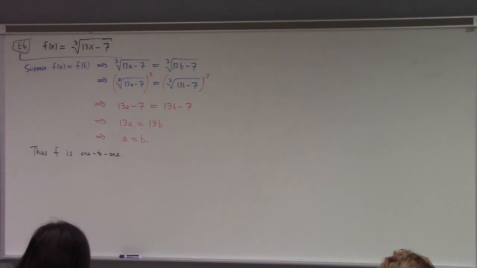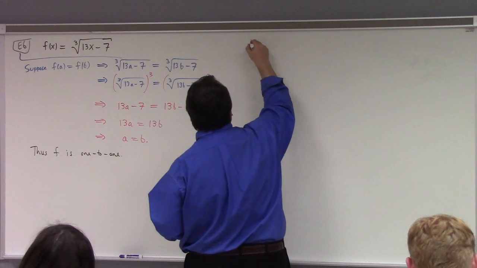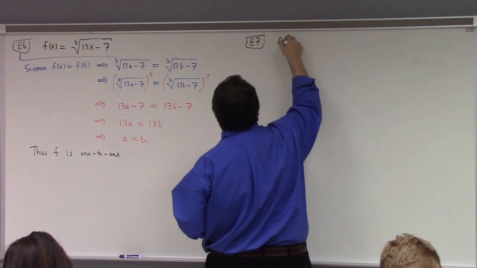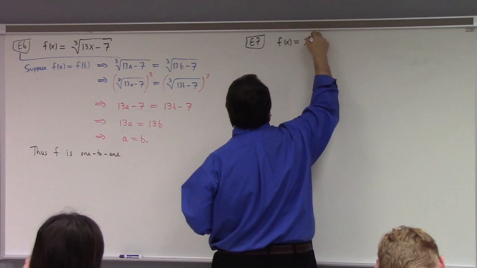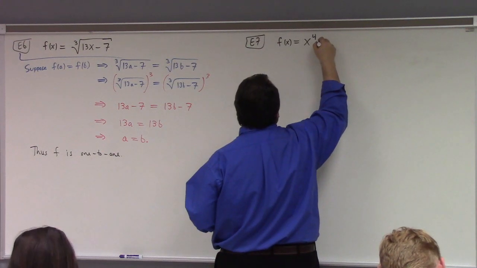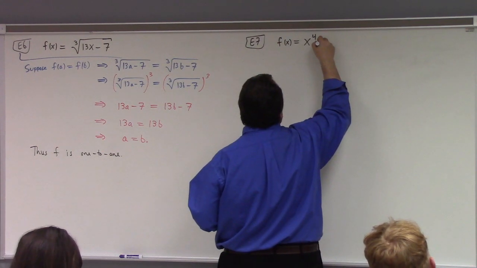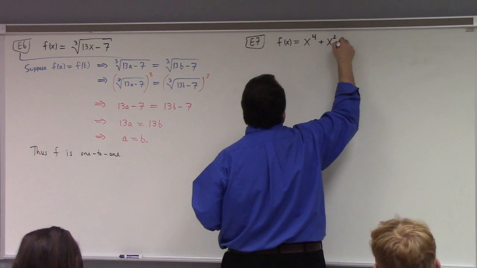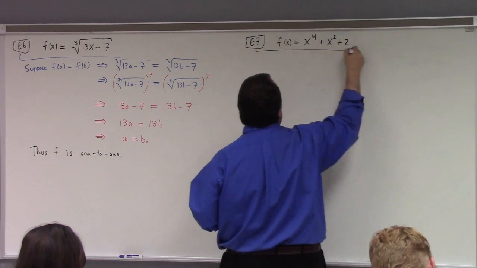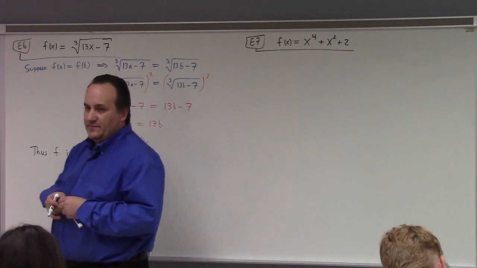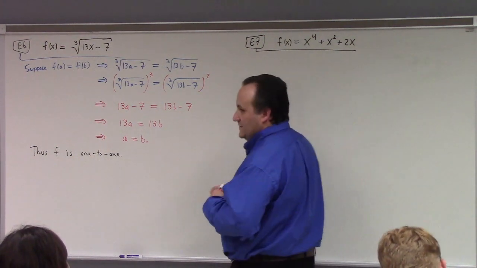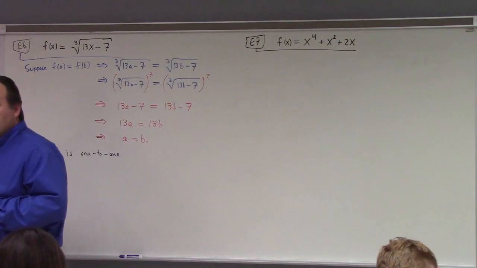All right, let me do something foolish. Let me try one I'm not sure I'm going to be able to work out the algebra for. All right, let's see how this goes. How about this? f of x equals x to the 4th plus x squared plus 2. Let's see if we can show that, I mean, this is kind of dumb. Let me make it less dumb. Make that a 2x there. Now it's less dumb.